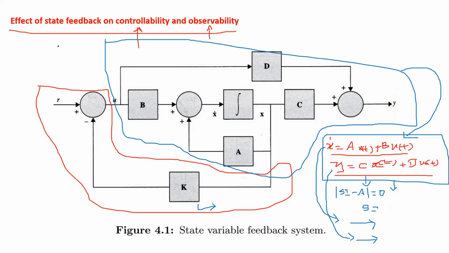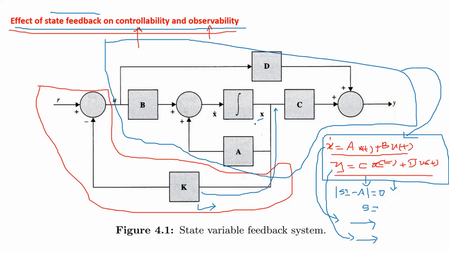That's why here I'm going to take the effect of state feedback on controllability and observability. That means, what is the effect of feedback on controllability and observability? So let us see how the controllability matrix can be changed while adding feedback, and how the observability of the system can be changed while adding state feedback. Here, what does state feedback mean? The feedback which is connected directly with respect to the state variable.